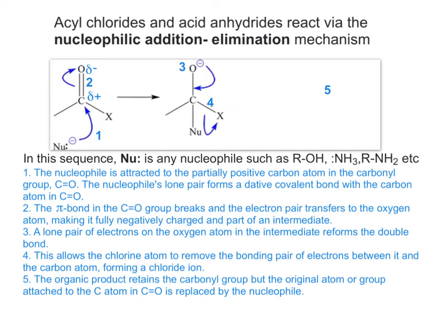The next thing to take place is the pi bond in the C double bond O breaks and the electron pair transfers to the oxygen, making it fully negatively charged and part of an intermediate.